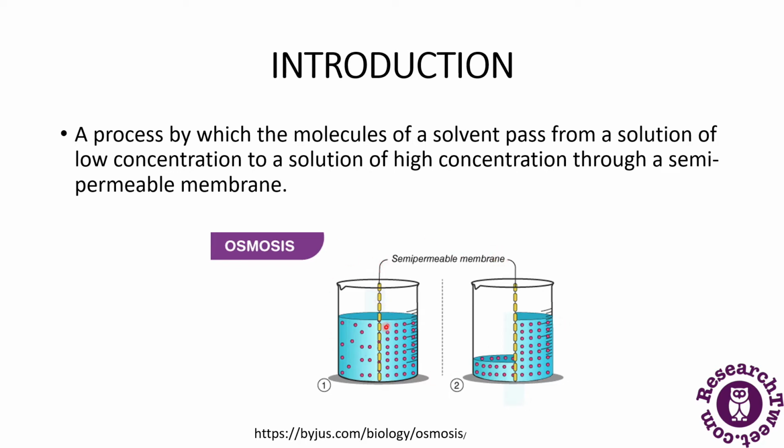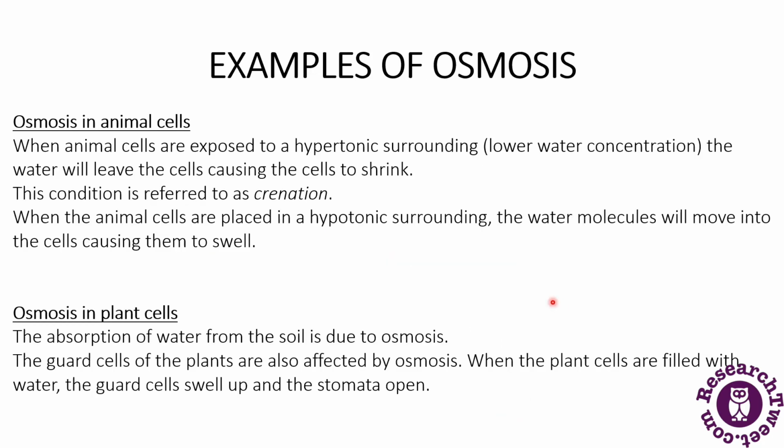So this is a semi-permeable membrane, and in this the process is being shown as osmosis, the process in which the molecules of a solvent pass from a solution at a low concentration to a high concentration through a semi-permeable membrane. So this diagrammatic representation is of the process of osmosis. Then what are the examples of osmosis?